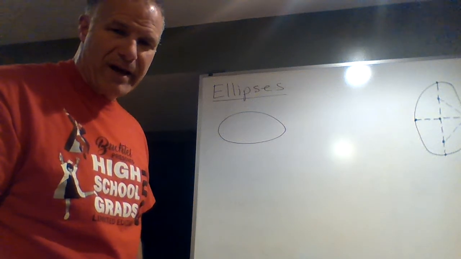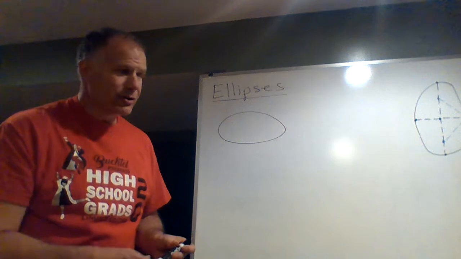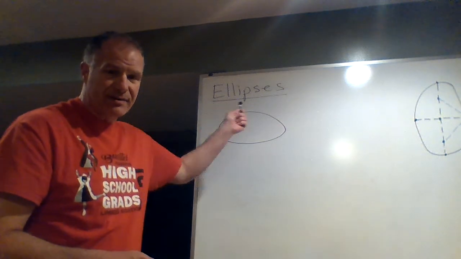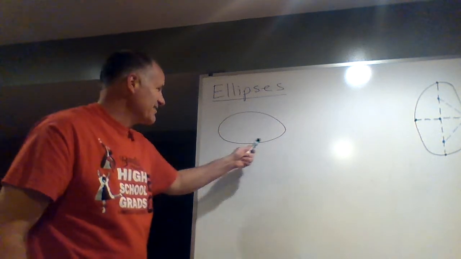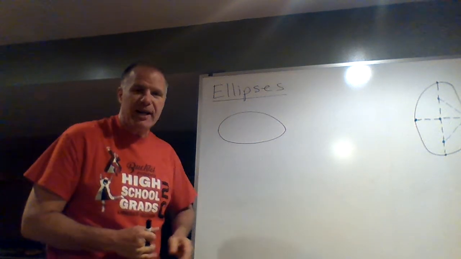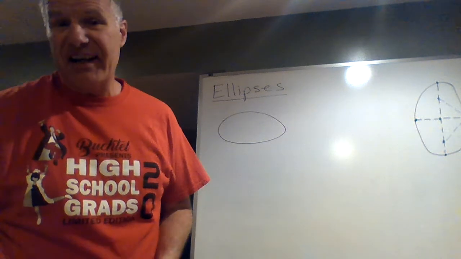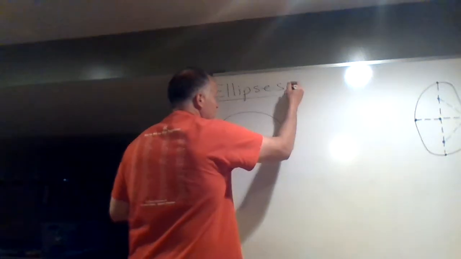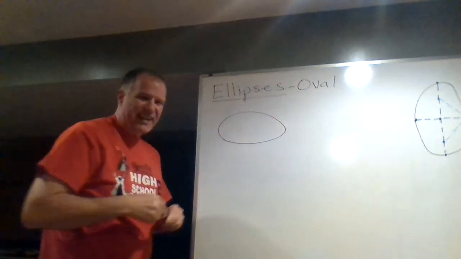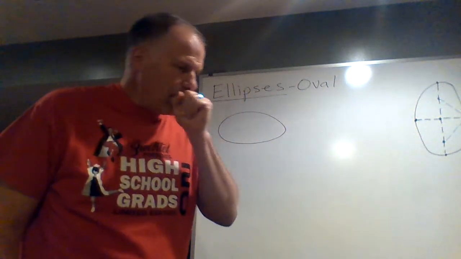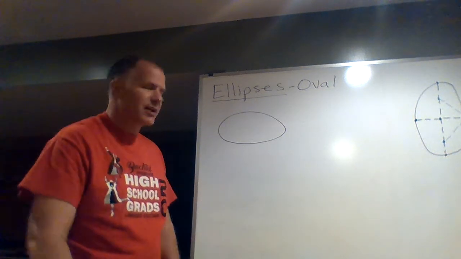Hey guys, we're back. So we are going to look at a figure that you probably haven't heard of called ellipses. Okay, that's how you spell it, ellipses. And you can kind of see it's like a football shape or an oval. An ellipse is like an oval. You've probably heard the word oval, but in math, the name we use is ellipse. Okay, ellipses. So we're going to talk about ellipses.